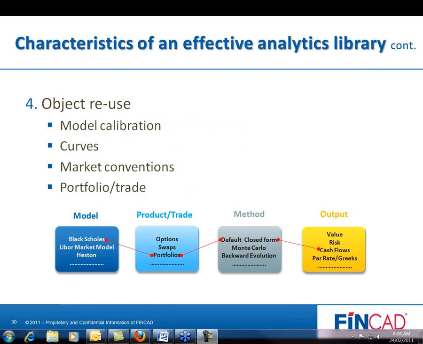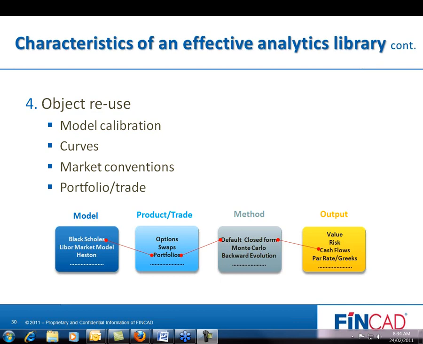An area related to the previous slide is that of object reuse. For example, since the model object contains the calibrated parameters and market data, then it can be cached and reused for various different portfolios or types of output request. This can represent a huge savings in computational speed, since model calibration is a very computationally intensive step. If new market data became available, it would only be necessary to recalibrate the affected components of the model.